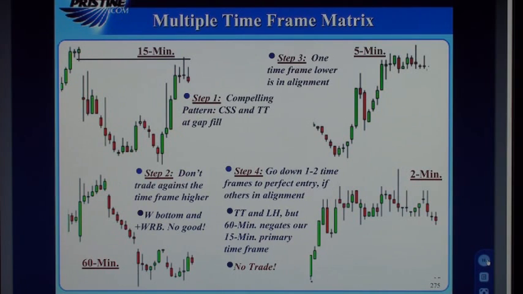This is no good. Right? W pattern suggests higher. Climactic sell setup topping tail pattern suggests lower. They're not in alignment. Now, no trade. We don't go down to the 5-minute. We don't go down to the 2-minute to perfect entry, since our primary time frame is not in alignment with our higher time frame.